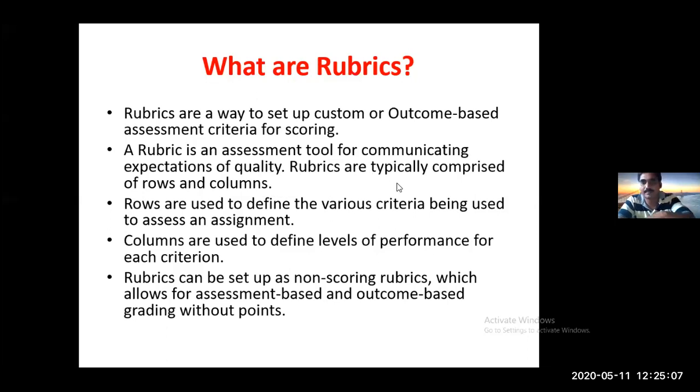It is typically comprised of rows and columns. Rows are used to define the various criteria being used to assess the assignment, and columns are used to define the levels of performance for each criterion. That means what marks you are going to give on each criterion available in that particular rubric. Rubrics can be set up as non-scoring rubrics also, which allows for assessment-based and outcome-based grading without points.